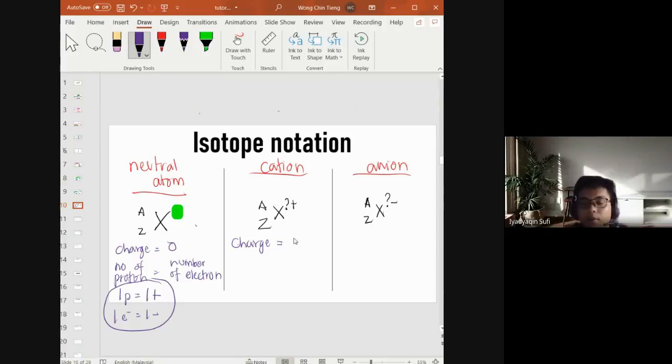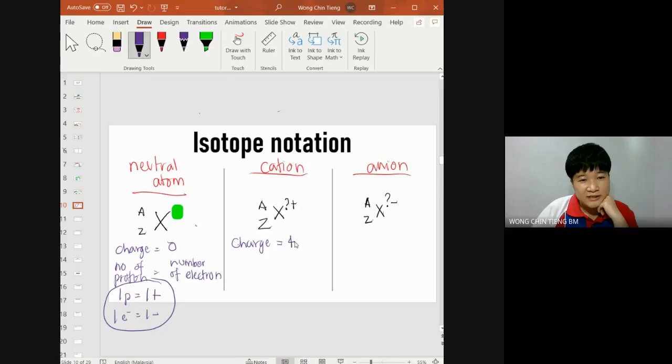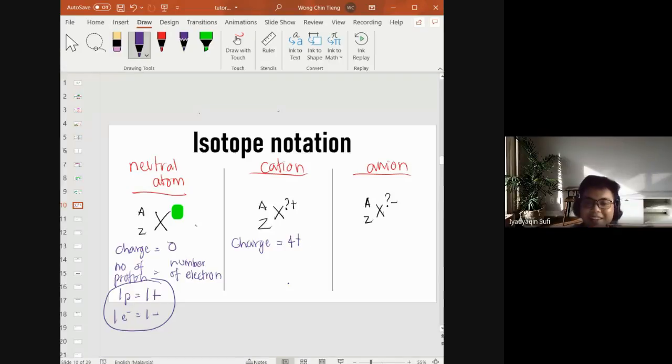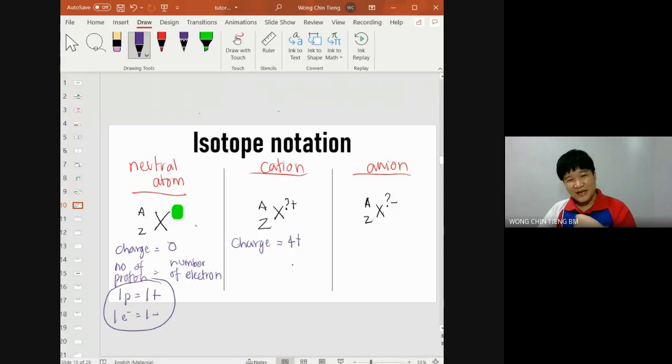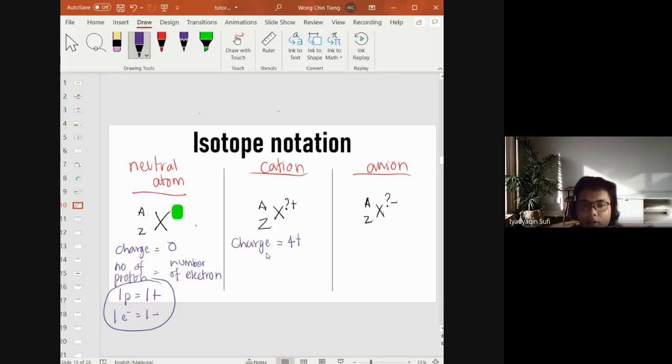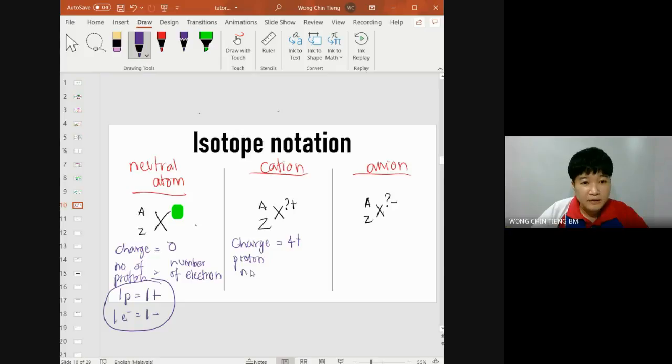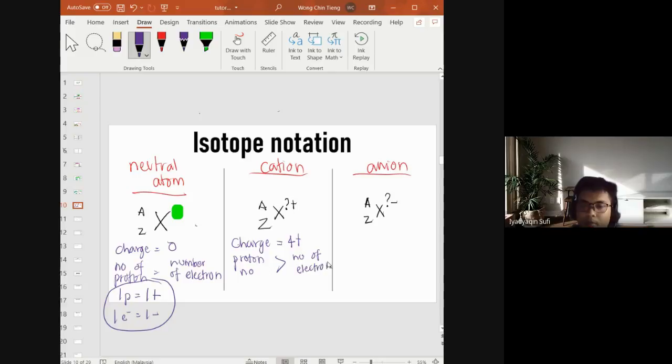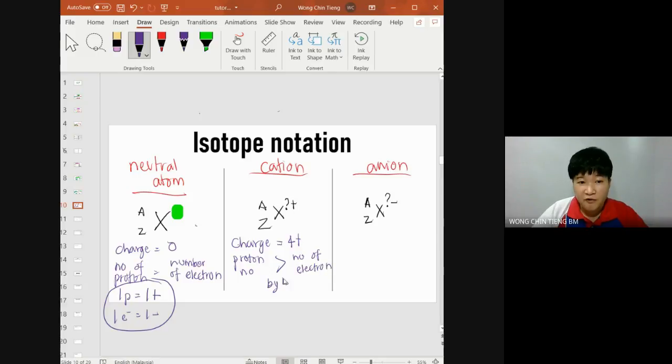2 positif. 4. Alright, Iyat. Kalau dia adalah 4 positif kat situ, macam mana dia dapat 4 positif? Proton number dia lebih 4 daripada number of electron. Proton number is more than number of electron by 4. Very good. Dia kena lebih by 4.